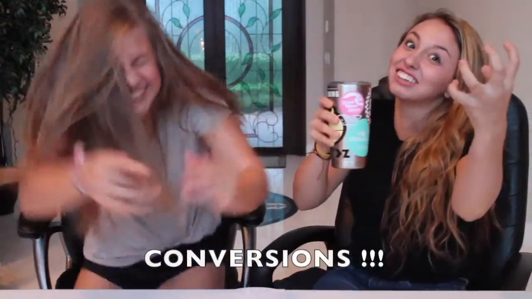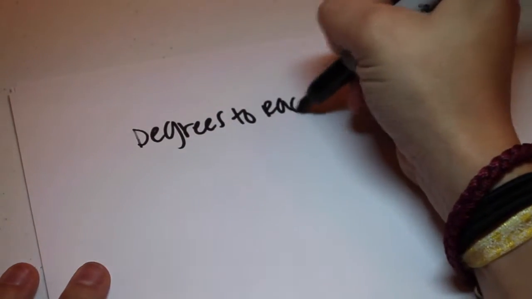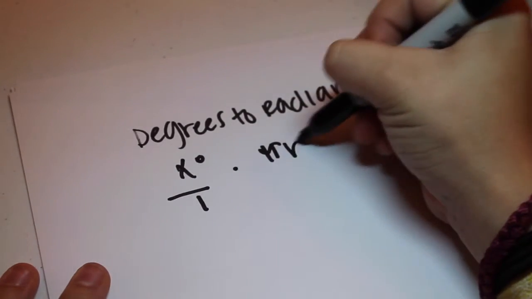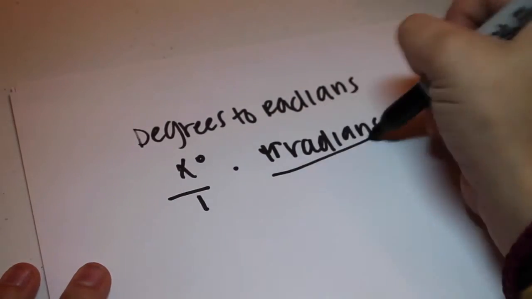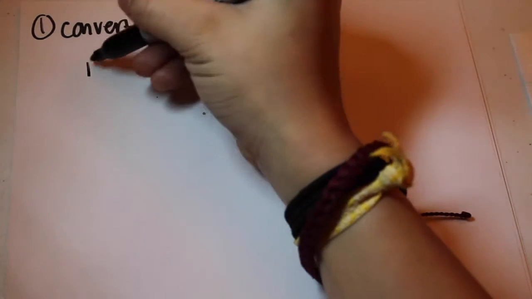All right, let's kick this up a few notches. Now, let's start off with degrees to radians. But first, let's establish our formula. When converting degrees to radians, we must use the following formula: X degrees over 1 times pi radians over 180 degrees. Let's convert 150 degrees to radians.